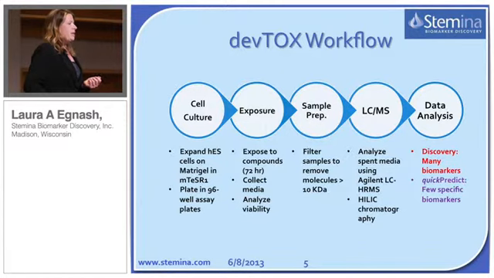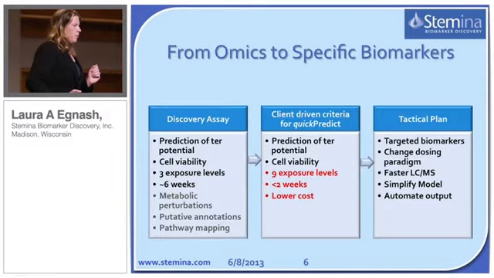In the discovery assay, again, we're looking at many, many biomarkers, and we use that information to refine our assay down to just a few in Quick Predict, and you'll see why in a moment. So moving from omics to specific biomarkers, started with the discovery assay, our clients got a prediction of teratogenicity potential, cell viability, 3 exposure levels, and the assay took about 6 weeks.